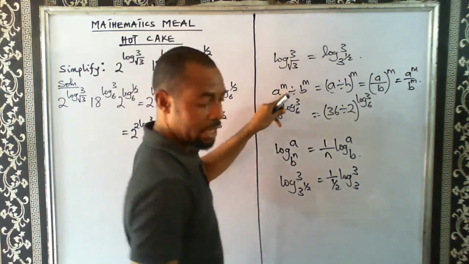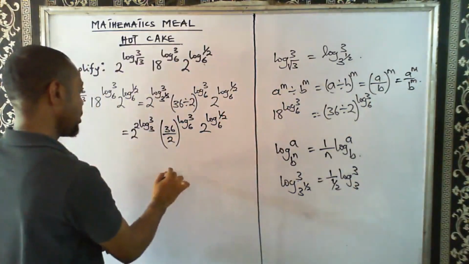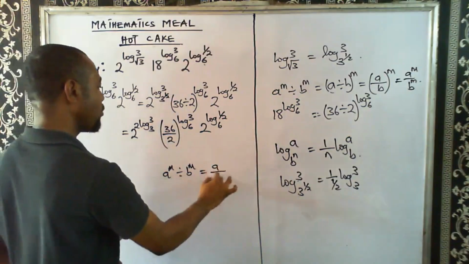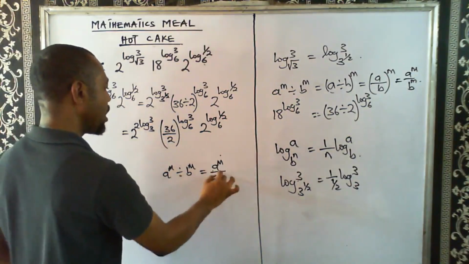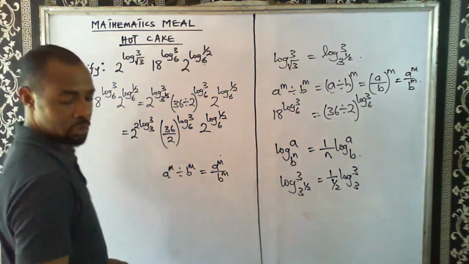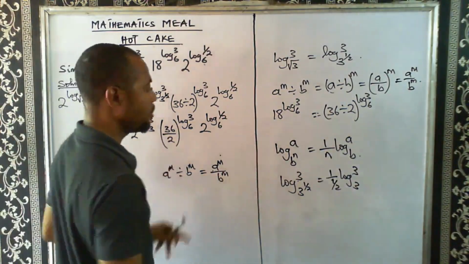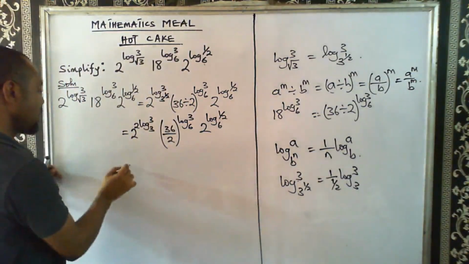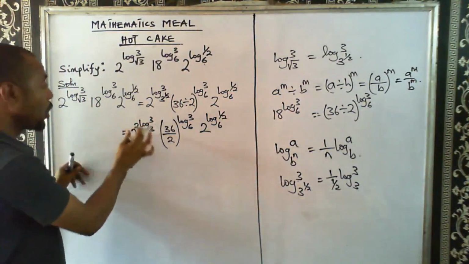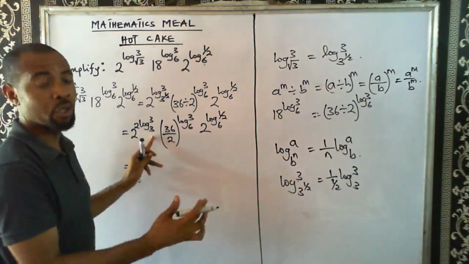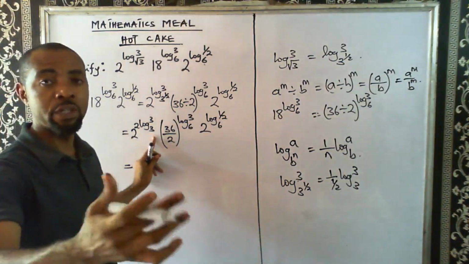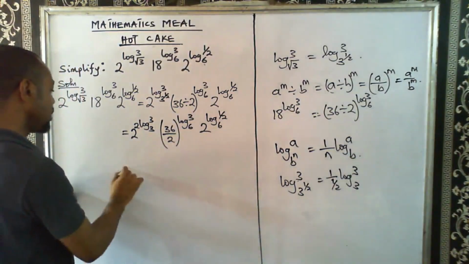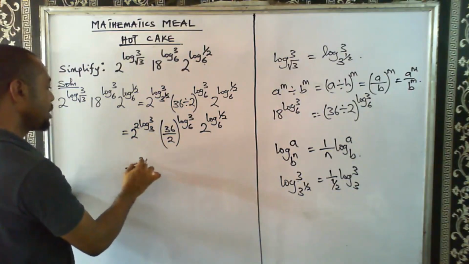From here, when you say a raised to power m divided by b raised to power m is same thing as a over b, or a raised to power m divided by b raised to power m. So that's what I want to do here now, since the power is for both 36 and 2. But I need to simplify this first. Log 3 in base 3 is 1, because the fourth law of indices says that the logarithm of a number to its own base is actually 1. So we are going to have this to be 2 raised to power 2 times 1.